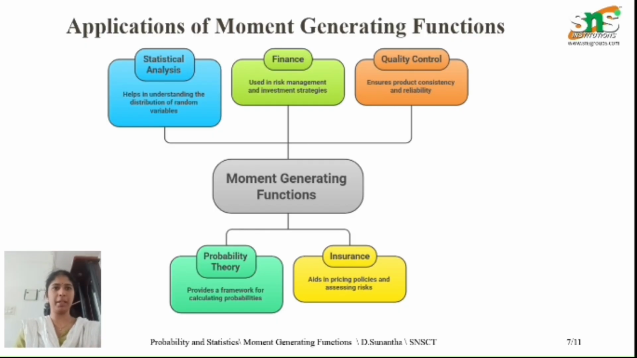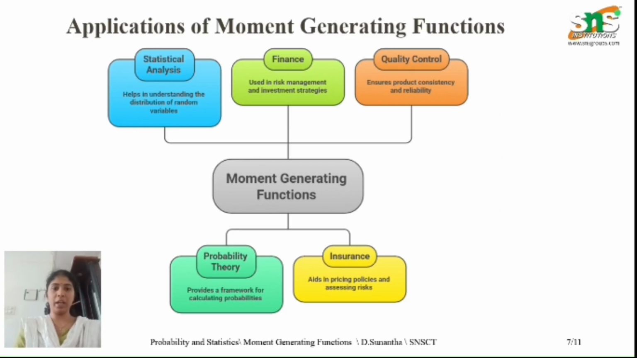Next is a real world application. We can use this in a case like quality control. For example, moment generating functions are widely used in industry quality analysis. Consider a manufacturing company producing electronic components. Each component has a lifetime measured in hours. For example, if we consider a bulb, it can glow for around 2000 hours.